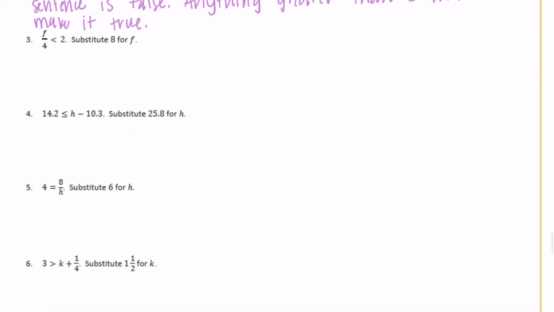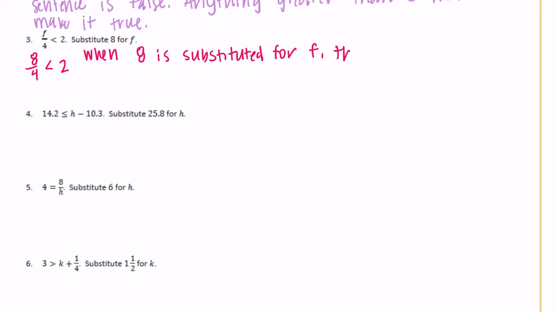Okay, number 3. F over 4 is less than 2. Substitute 8 for F. So 8 over 4 is less than 2, and 8/4 is equal to 2. So since this doesn't say less than or equal to, this is false. Let's say when 8 is substituted for F, the number sentence is false.